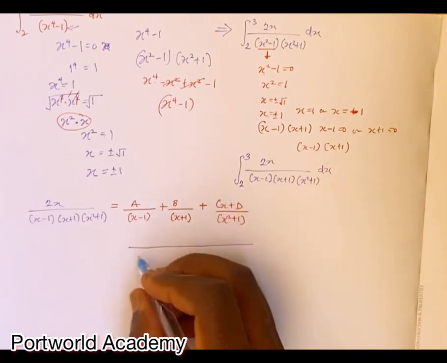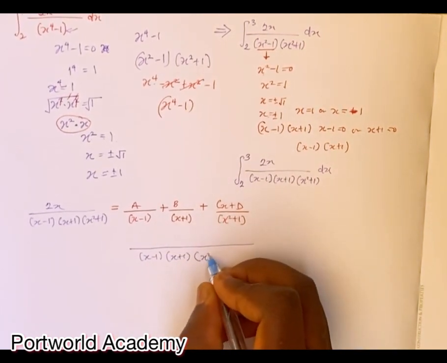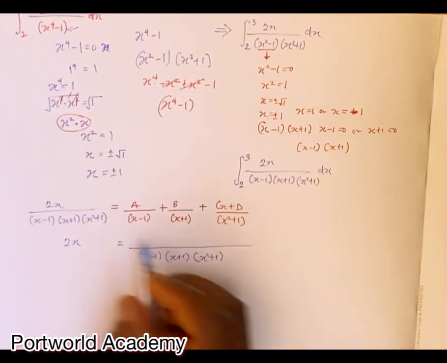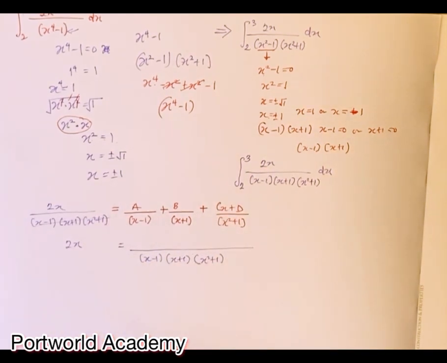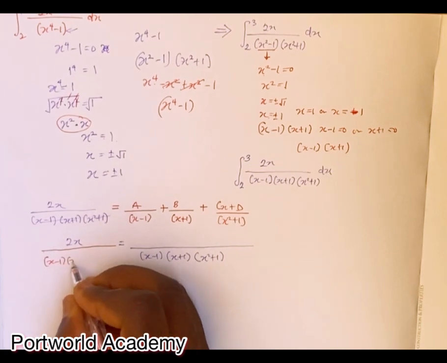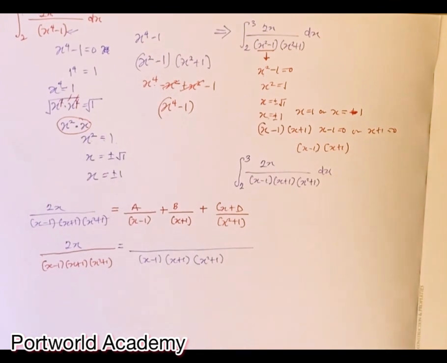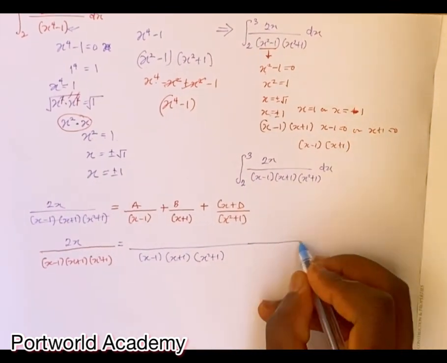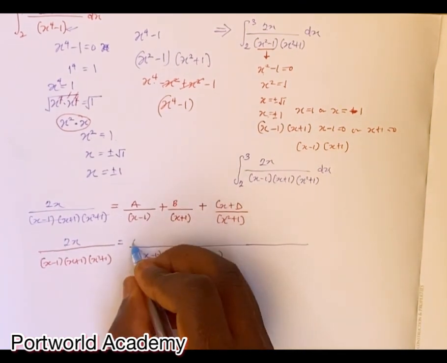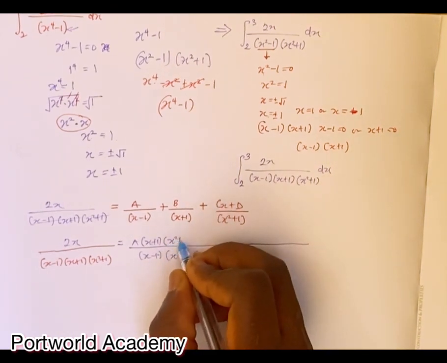So resolving this into partial fractions, I'm going to have (x minus 1)(x plus 1)(x squared plus 1), which is equal to 2x. Let's just assume that this has cancelled this out. That's just a waste of time, but let's just put it there. I'm going to have (x minus 1)(x plus 1)(x squared plus 1). Then this cancels this out, and I'm going to have this one left, which will be A into (x plus 1)(x squared plus 1).